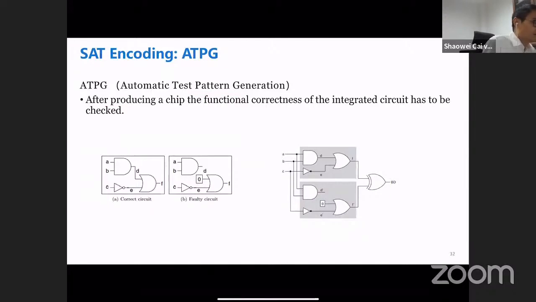And this can be done by calling a SAT solver. For example, if we want to check whether this line is stuck at 0, then we also design a faulty circuit and connect them by an XOR. So it's still the same: the equivalence checking of these two circuits.